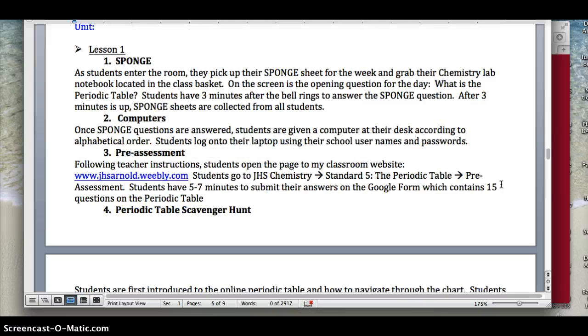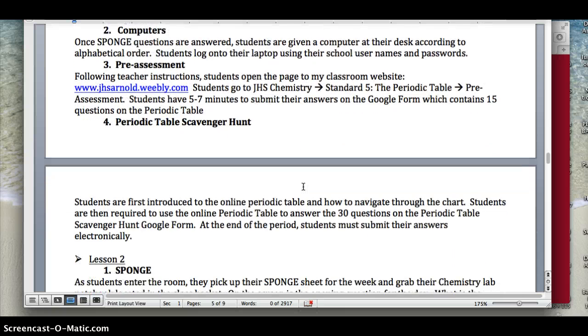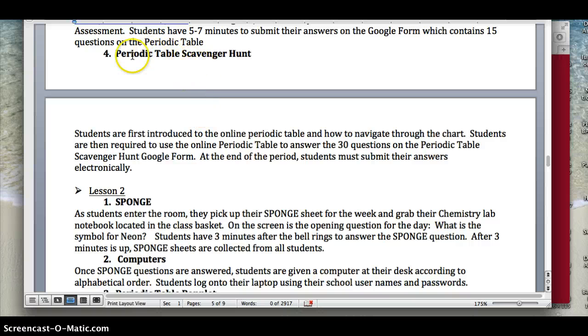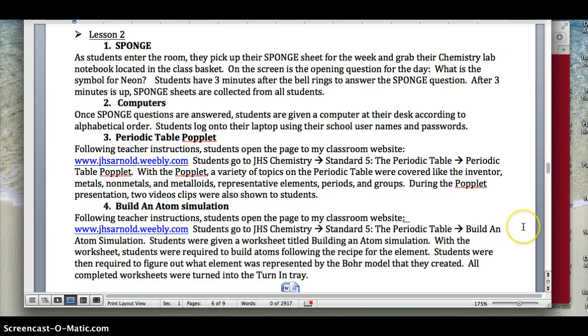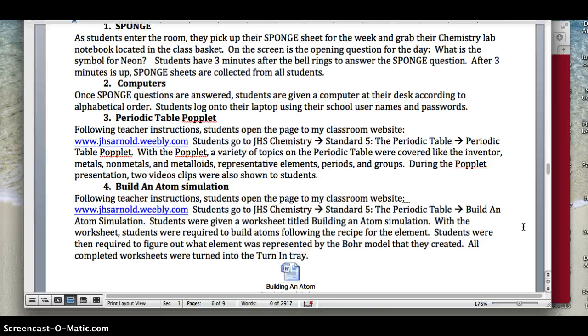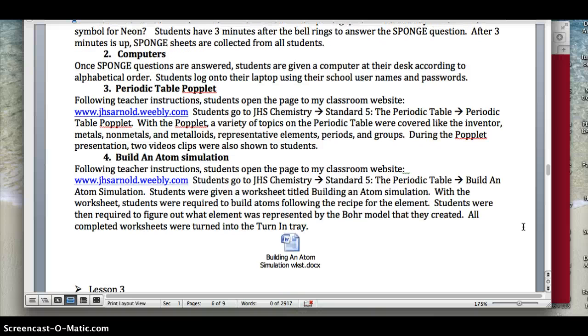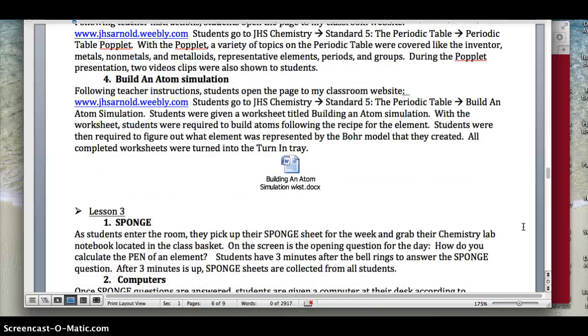So lesson 1, they came in, they had a question on the board. I call it their sponge question. Computers were given out, and then they had their pre-assessment, which was through the Google form. They went through using their online periodic table for a scavenger hunt and submitted their answers through that Google form. Lesson 2, again, they had the sponge. I divvied out computers, and then we went through some notes through a periodic table Poplet I created, and then they had to answer some questions and build some atoms with this simulation.